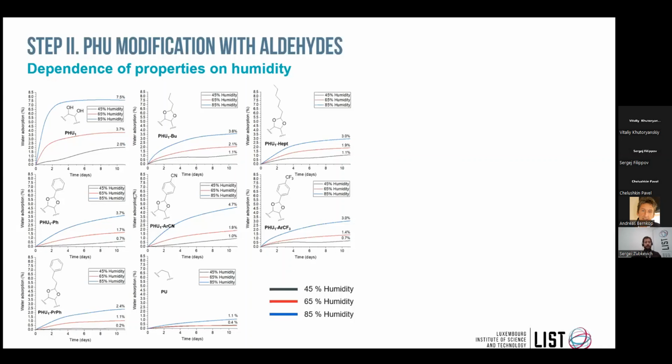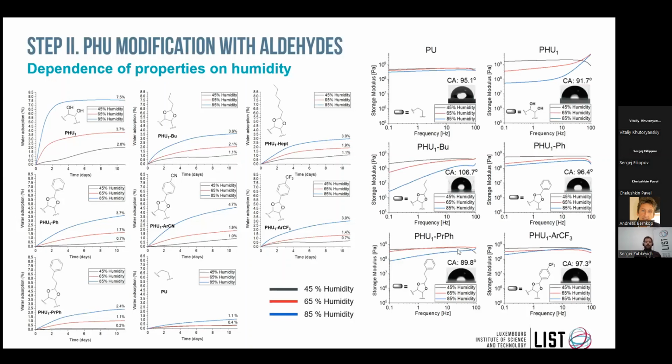And for modified ones, you can see it's decreasing, and the lowest one was observed for this sample at 2.5%. That's obviously higher than the moisture uptake for conventional polyurethane, but much more comparable. And this decrease in moisture uptake can also be seen on rheological curves. So here we basically measured the rheology of the polymer samples in a frequency sweep mode.